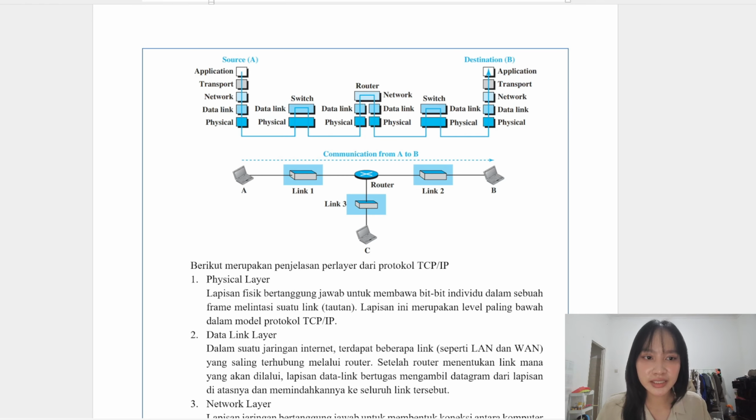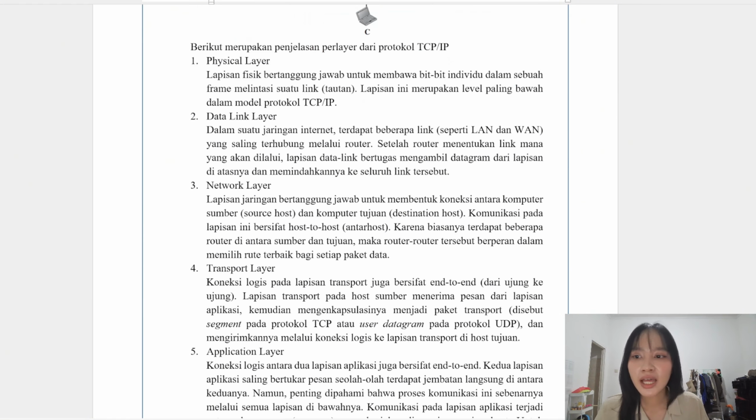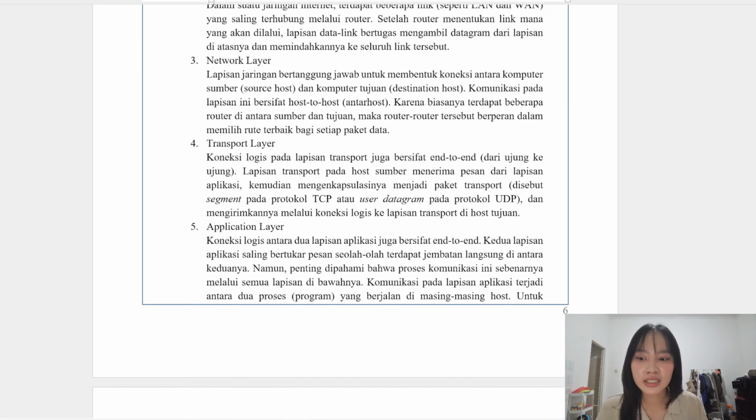And as you can see in the picture above, this is the description of the TCP/IP model. And in this model, we have 5 layers. The first one is the physical layer, the second one is the data link layer, then the network layer, the transport layer, and the last one is the application layer.